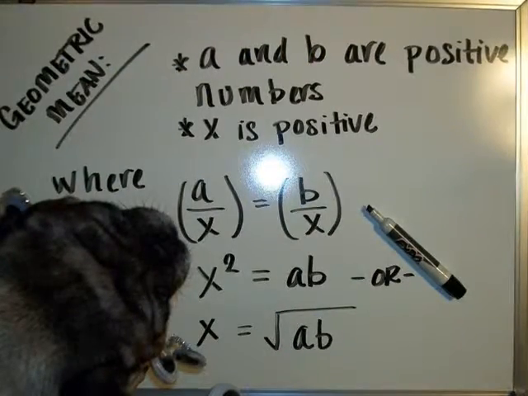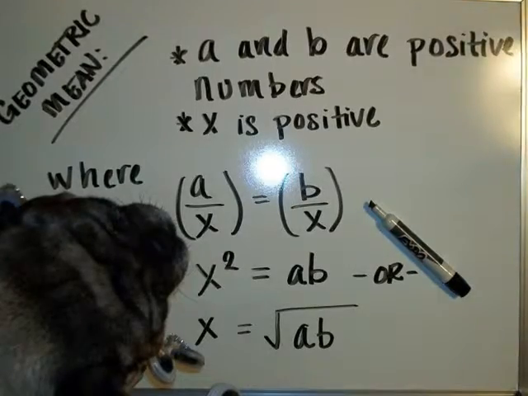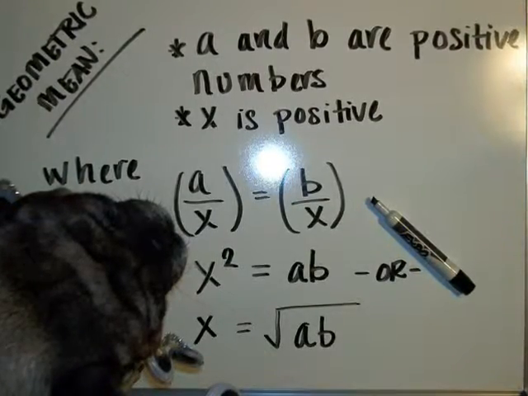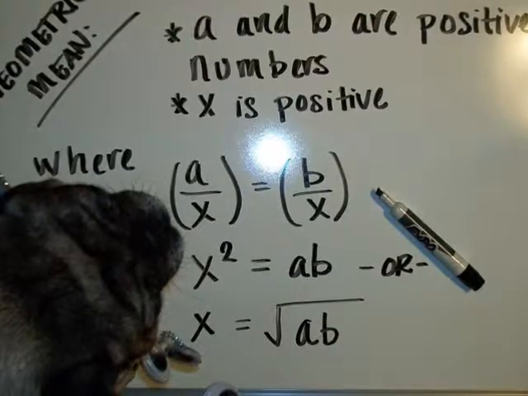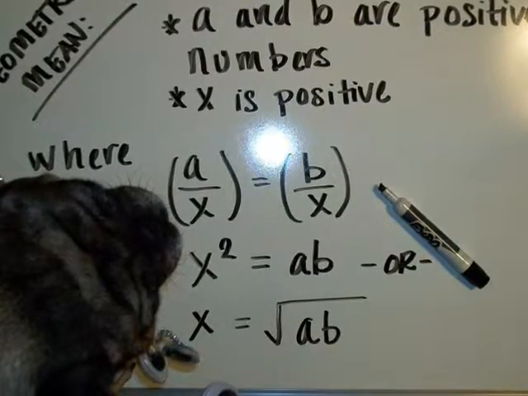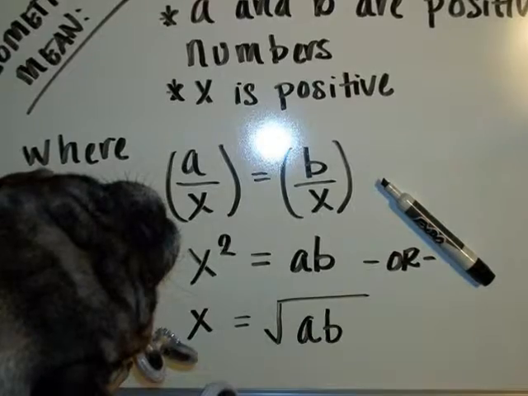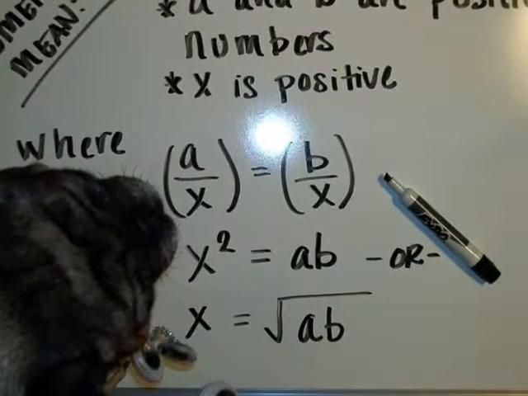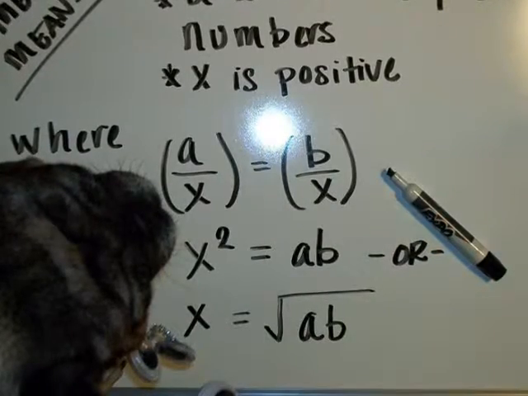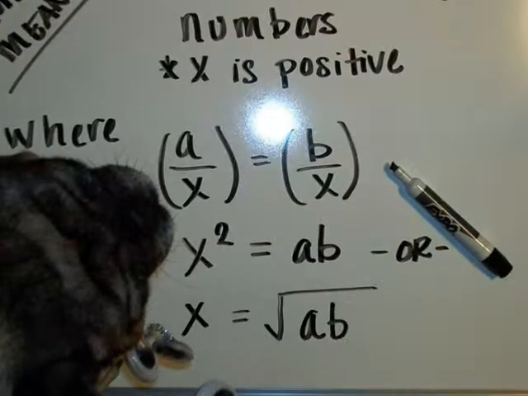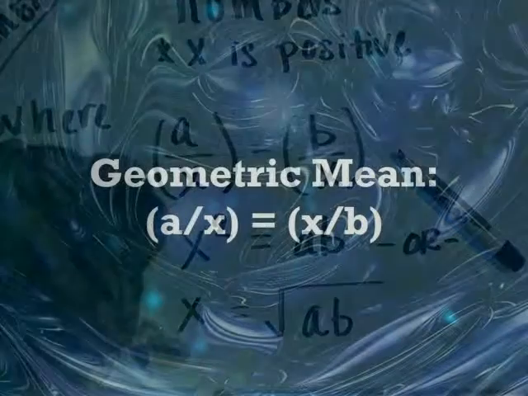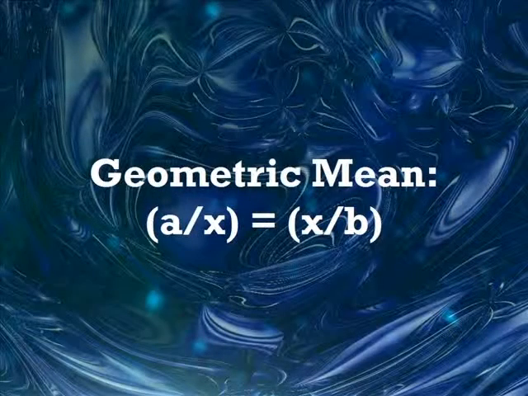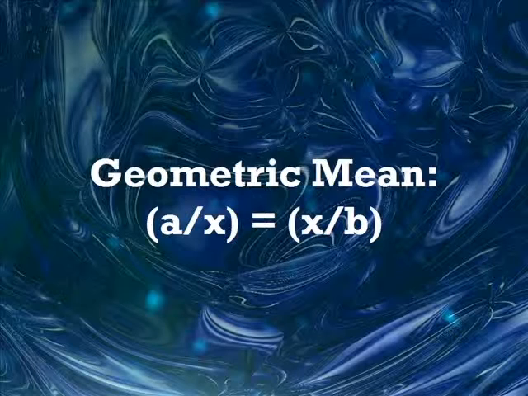It is important to know what a geometric mean is. The geometric mean between two positive numbers a and b is the positive number x, where a over x is equal to x over b. The result is obtained by cross multiplication. We see that x squared equals a times b. We are going to use this more when we cover sine, cosine, and tangent. Geometric mean is easiest remembered as the ratio a over x is equal to x over b.